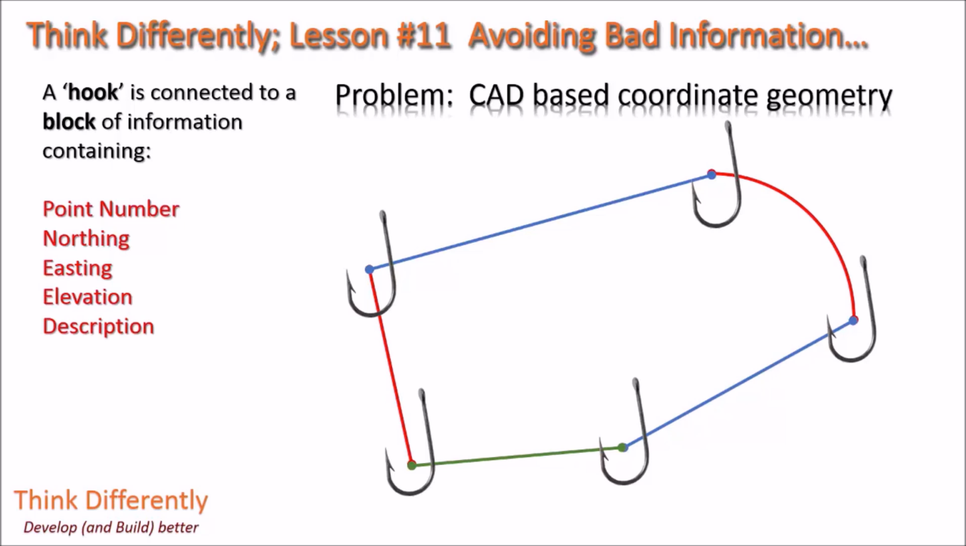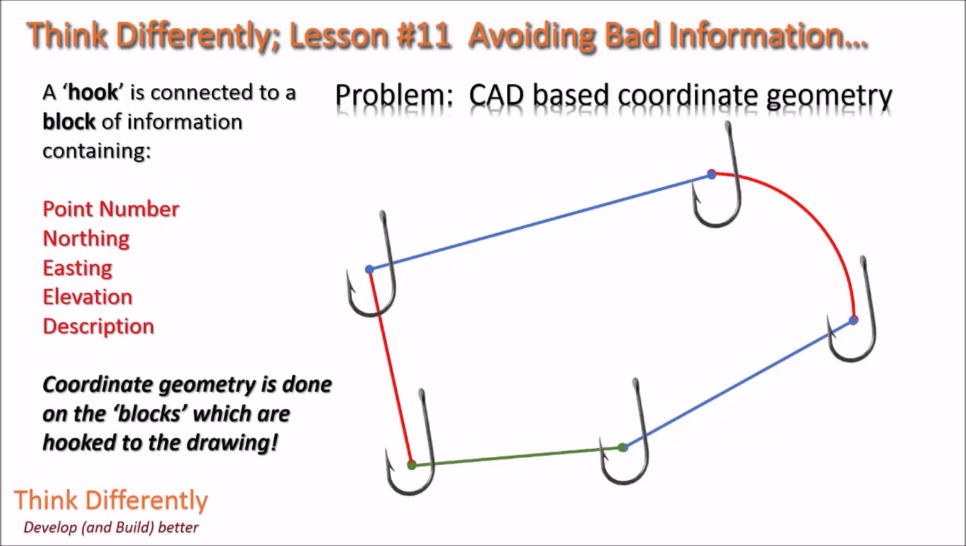It is completely separate. And the thing in CAD, it has a mechanism called a hook. And a hook is connected to the block of information. So if this thing sounds kind of complex, it gets far worse than that. Because what happens is you're doing coordinate geometry on the blocks, and then hopefully the blocks, as you're creating things, is then creating a drawing and creating the hooks and creating the connections, but not everything's connected.